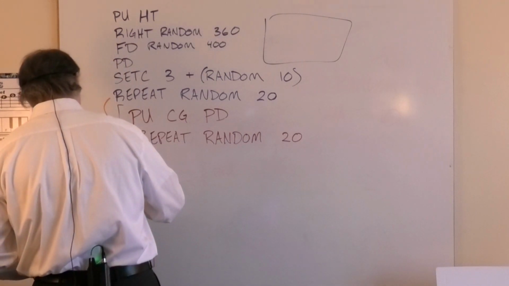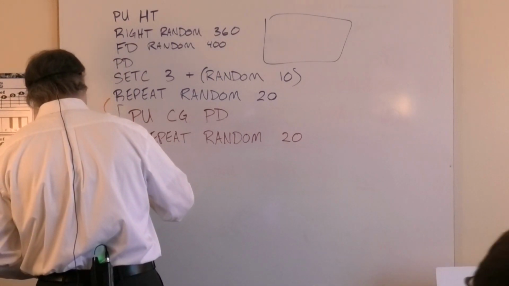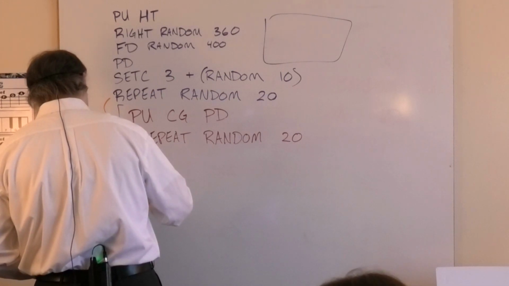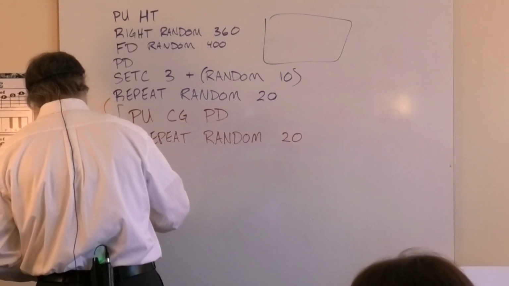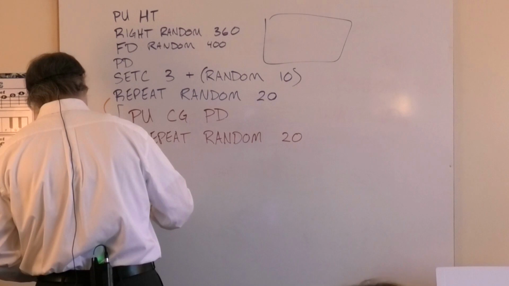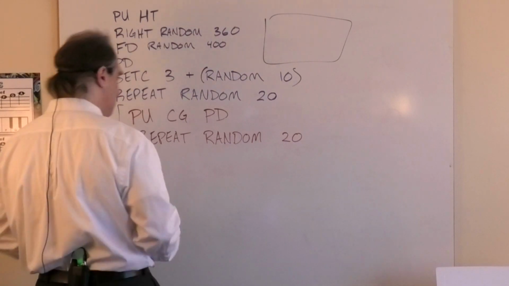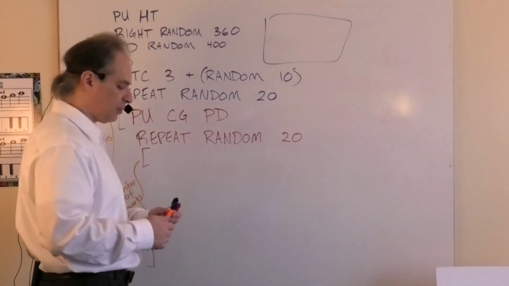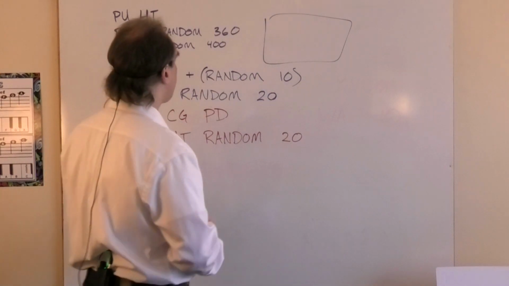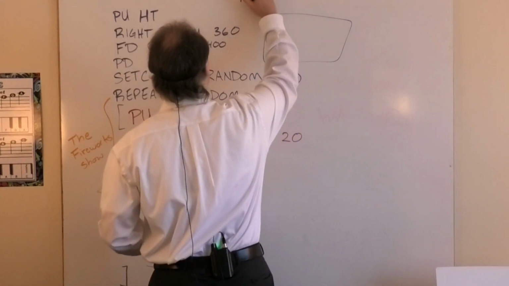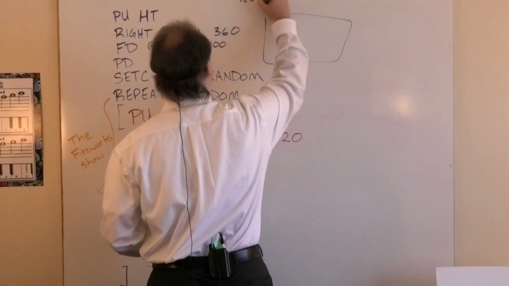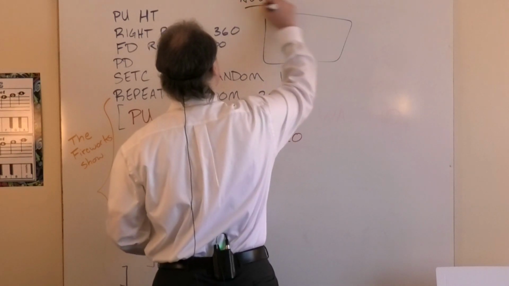So this is the number of fireworks. And these are called nested repeats or nested loops. When you put one loop inside the other, it's called nested.